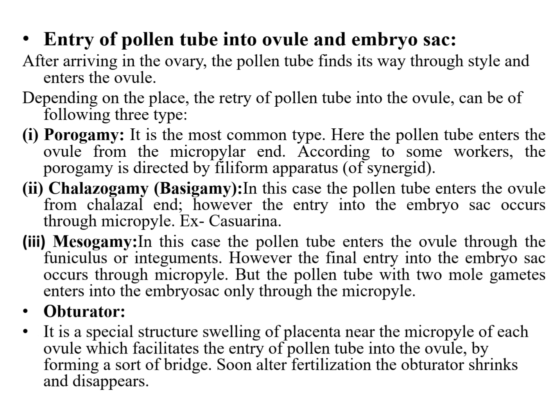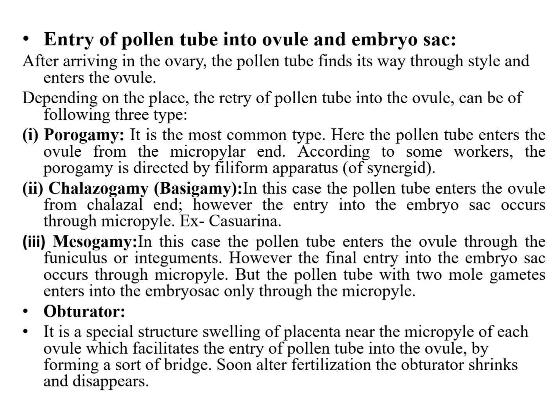Then mesogamy, where the pollen tube enters the ovule through funicles or integuments. But in each and every case, the final entry inside the embryo sac is through the micropylar end, because on that micropylar end one hole is present. So it helps the entry of the pollen tube inside the embryo sac.